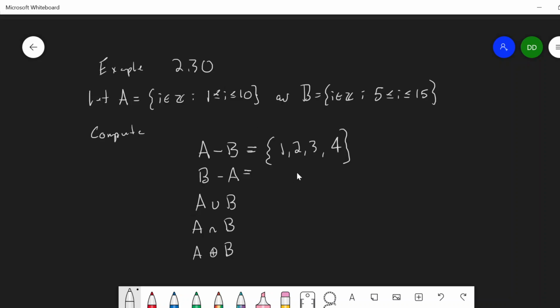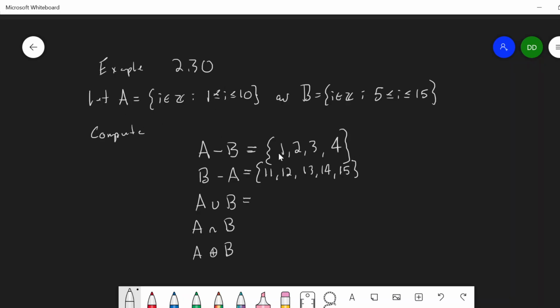For B minus A, so go the other way, we'll see again that these are not commutative. All the elements of B, but not any of the elements in A. So let's see. 5 through 10 are in both B and A, right? So I don't want any of those. Again, I want to remove anything that's in both of them and just keep the elements that are exclusive to B. So that would be 11, 12, 13, 14, and 15. So 5 elements in B minus A.